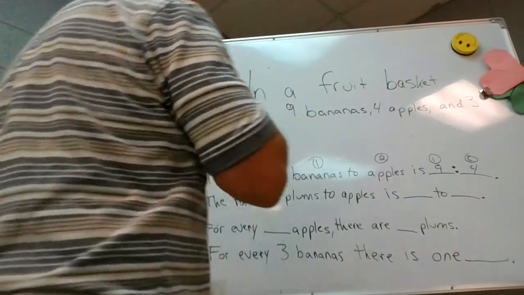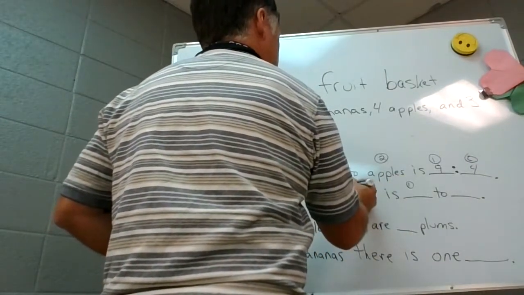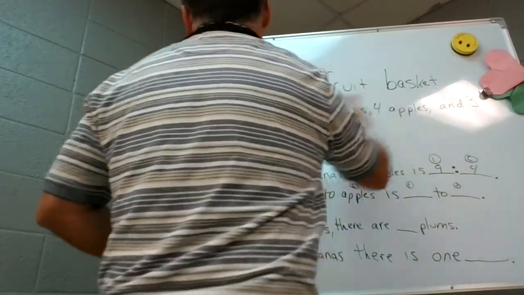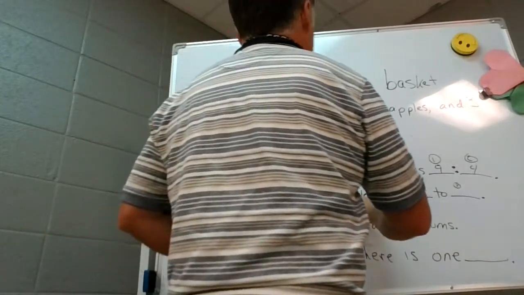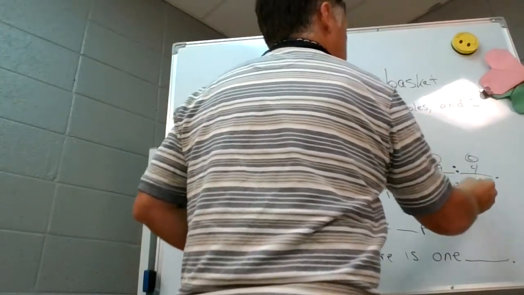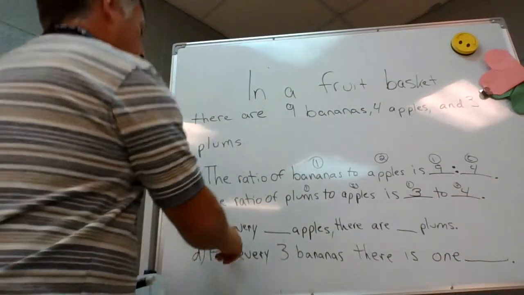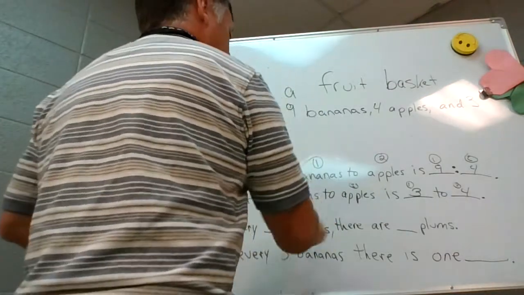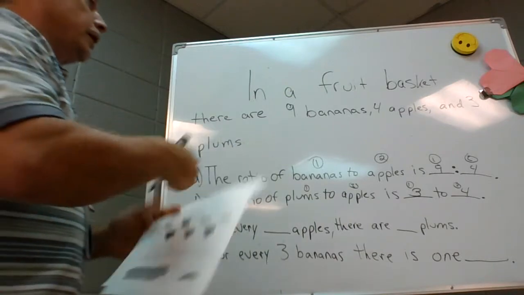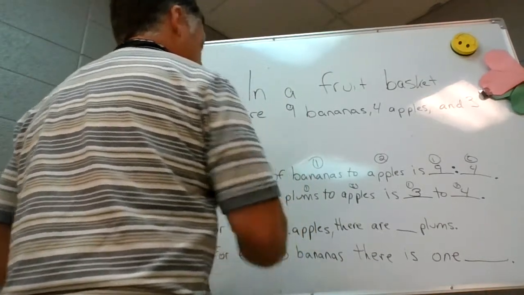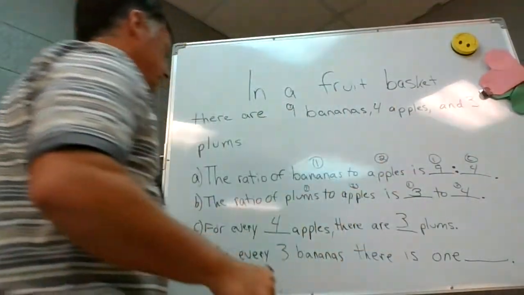The ratio of plums to apples. Okay. Plums is first. Apples is second. 3 plums. Apples is second. 4 apples. Okay? Alright. C. For every blank apples, there are blank plums. Okay? So, for every 4 apples, there are 3 plums. Okay, it's in the given information there.